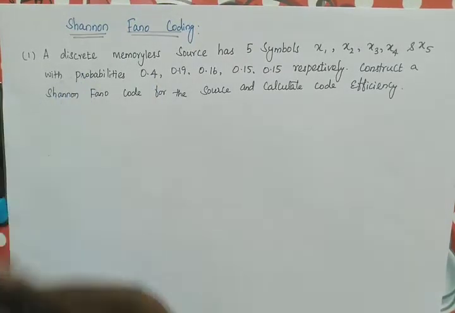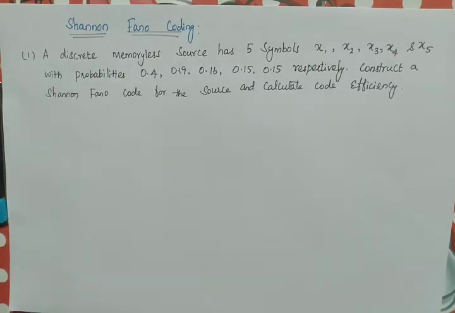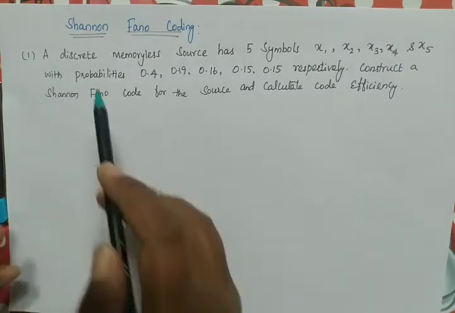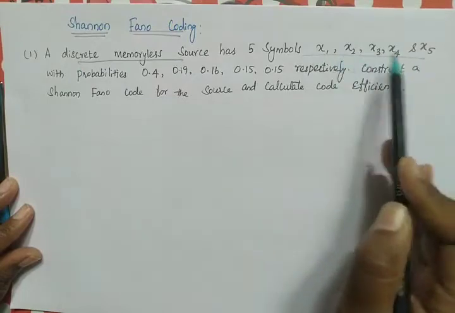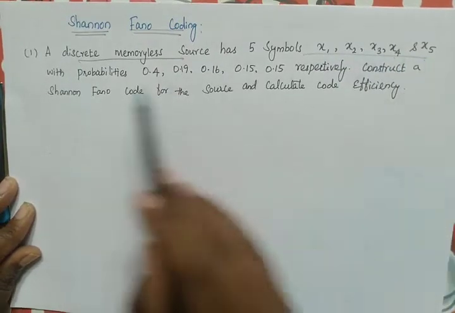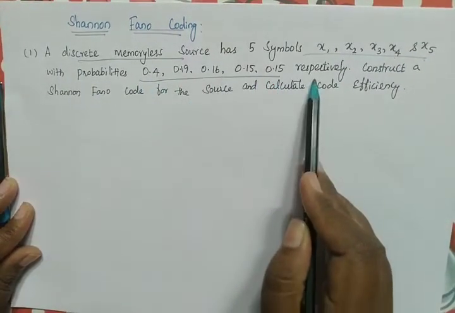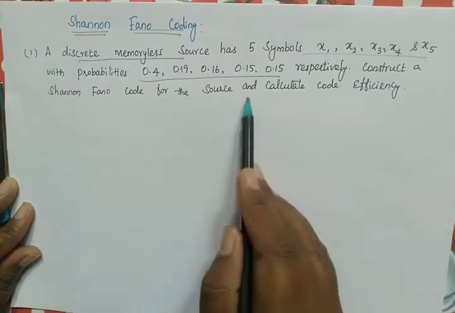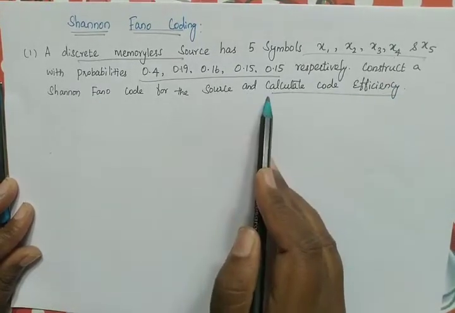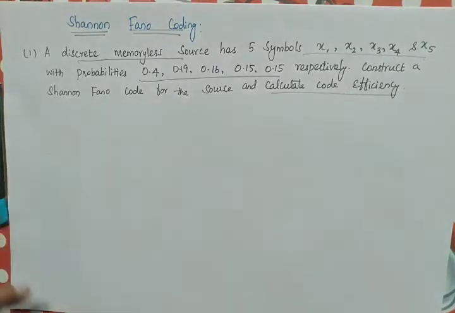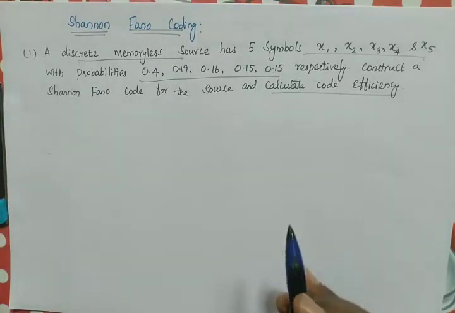A discrete memoryless source. So here we have a discrete memoryless source which has 5 symbols, that is x1, x2, x3, x4, x5 with probabilities. These are the probabilities respectively. Construct a Shannon Fano code for the source and calculate code efficiency. So what we have to do is construct a Shannon Fano code.